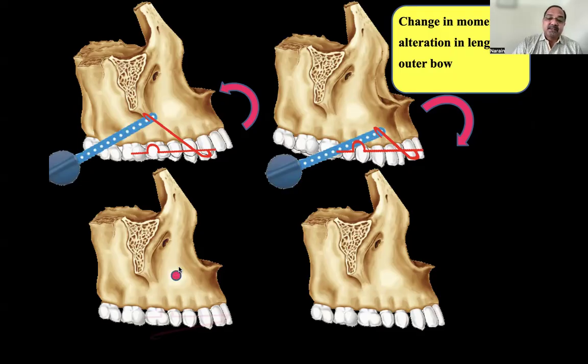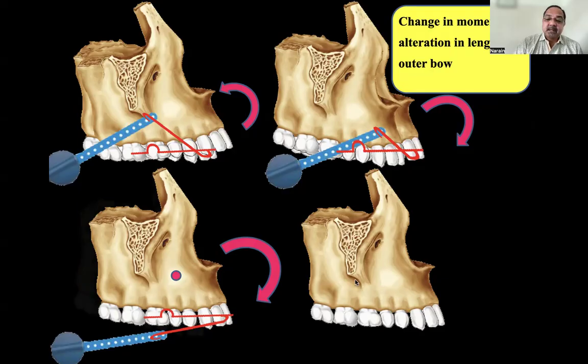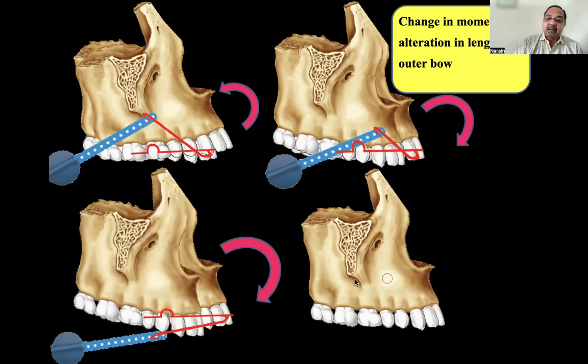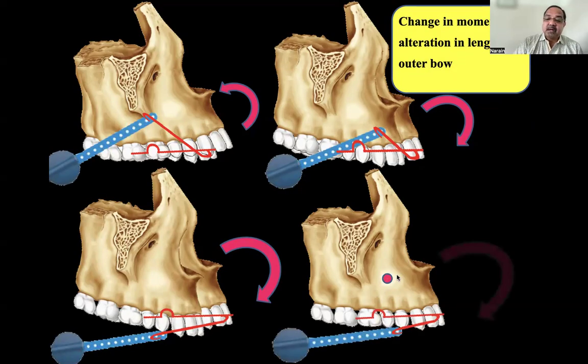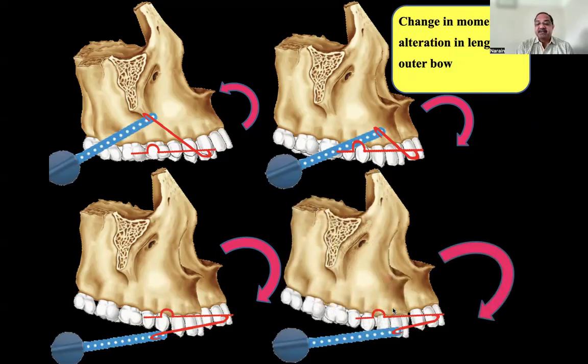If you look at the third situation, I've taken the outer bow below the occlusal plane. It is long here. You're getting a clockwise movement. In the fourth situation, I'm placing a short outer bow, and so I'm getting a larger moment because the distance to the center of resistance is still more. So in this situation, I have altered the length of the bow by keeping it below the occlusal plane. In these two situations, the moments are differing.